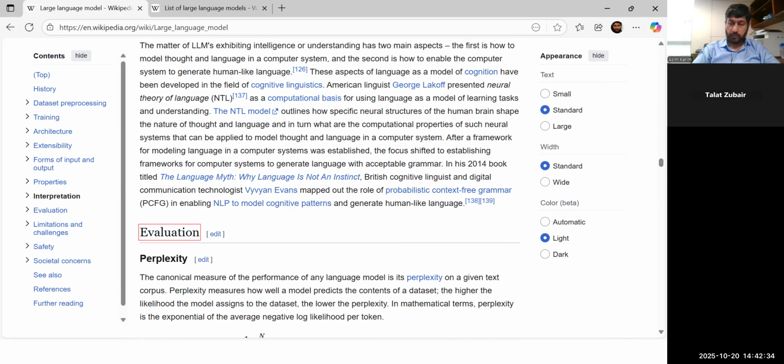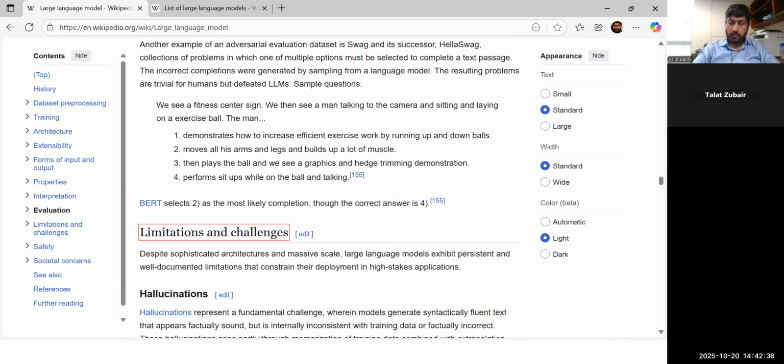So we already talked about evaluation. So limitations and challenges, of course, we have already mentioned some of them. So hallucination is an issue that arises in large language models. So what is hallucination? So actually, we also have a slide on this.